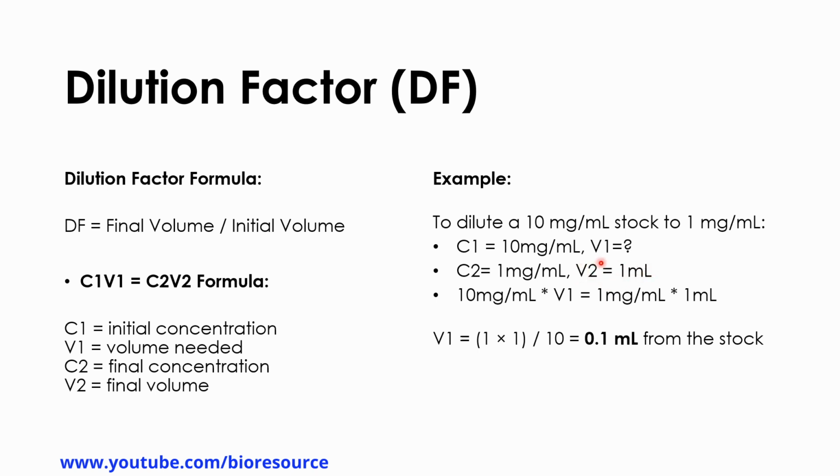Suppose you want to make 1 mg per ml from 10 mg per ml stock solution, how much volume do we have to add and how much of the diluent do we need to add, that is what we are going to calculate. So we input all these into the C1V1 is equal to C2V2 formula, and on substituting all these values and solving for V1, we get 0.1 ml of the stock. So to make 1 ml of the 1 mg per ml solution from 10 mg per ml solution, you need to take 0.1 ml of the 10 mg per ml stock and add 0.9 ml of distilled water to make it 1 mg per ml solution.